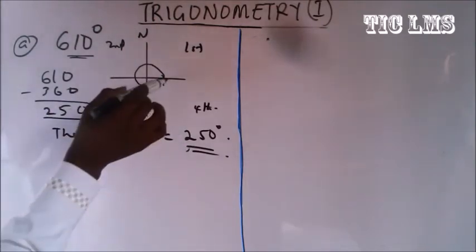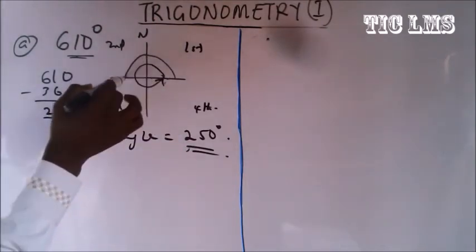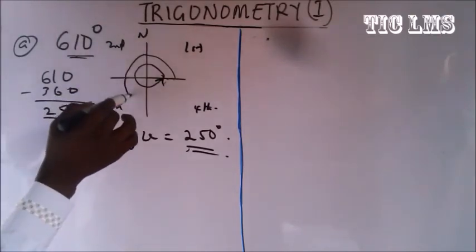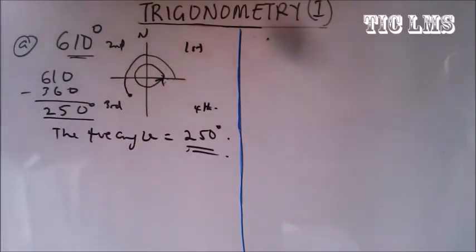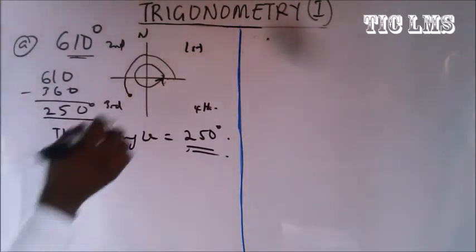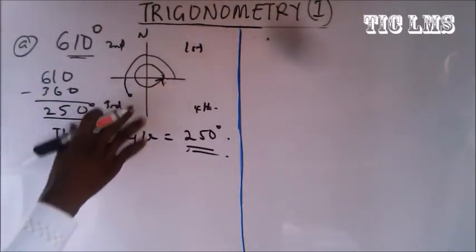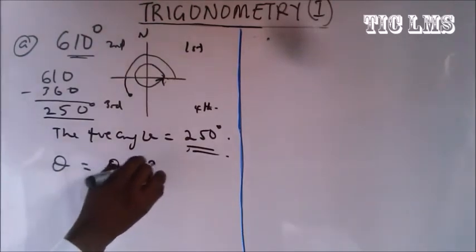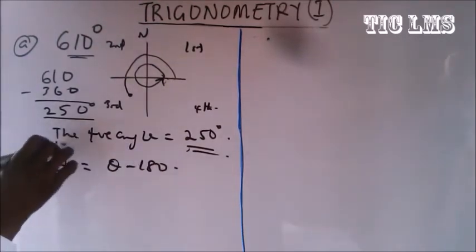Since it's a 250 degree, we'll go 90 degree, making 180, and before we get to 270, we'll stop somewhere around here, right? So meaning that it is stopping at the third quadrant. This is first, second, third. And if you remember in our explanation, we gave a rule that theta at the third quadrant equals theta minus 180. That's at the third quadrant.